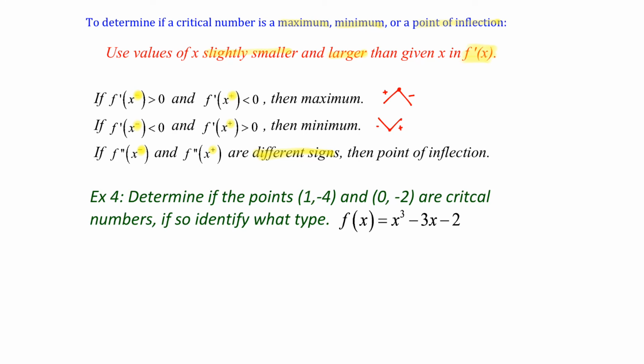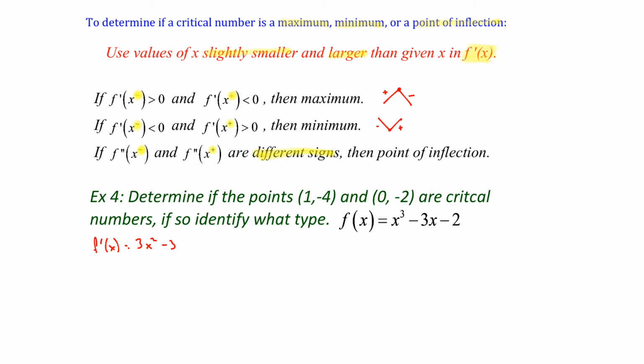And that's what we're going to do right now on example 4. So we're going to determine if the points (1, -4) and (0, -2) are critical numbers, and if they are, what type are they going to be? So we're going to start with the first derivative. The first derivative is 3x squared minus 3.